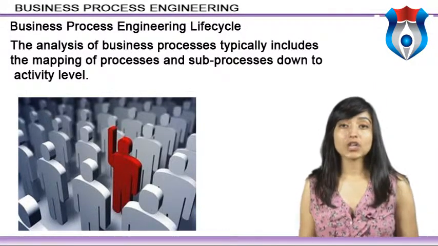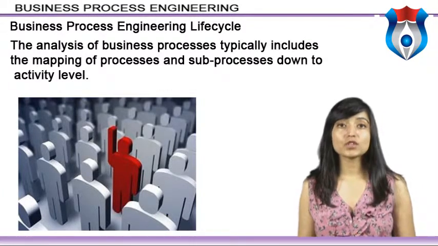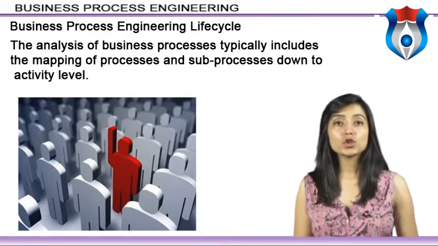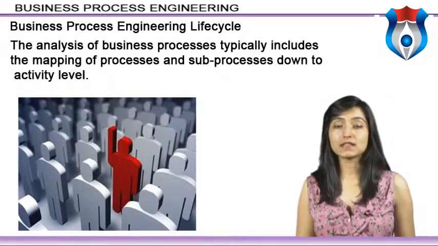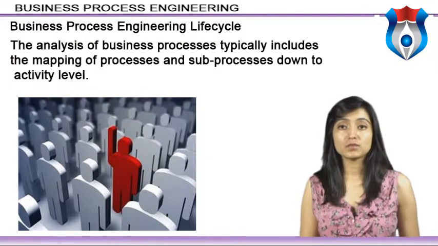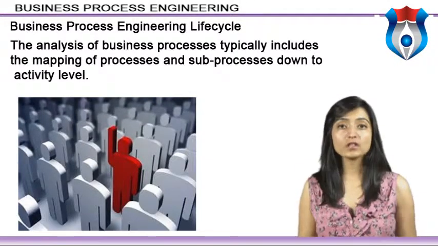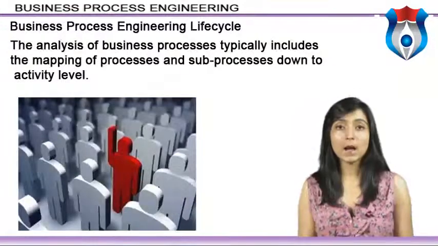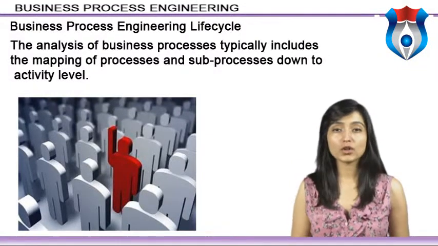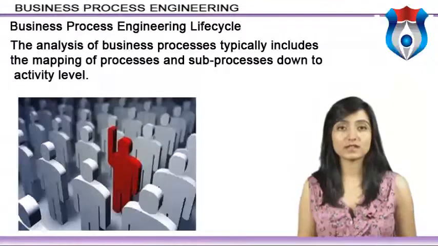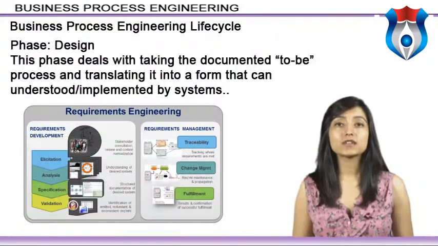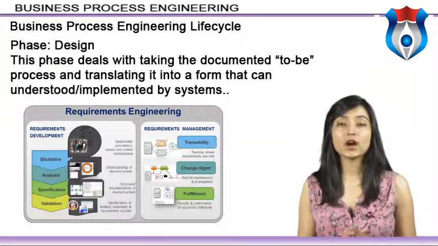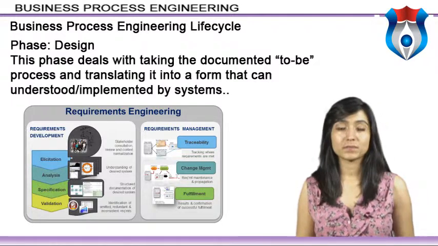Once the issues and challenges have been uncovered, an improved to-be process is designed to resolve these issues. As part of the closed loop aspect of these phases, the second and subsequent iteration provides the opportunity to perform what-if analysis to determine whether or not the process could be enhanced by making changes in the underlying process, design and execution phases. This phase deals with taking the documented to-be process and translating it into a form that can be understood, implemented by systems.